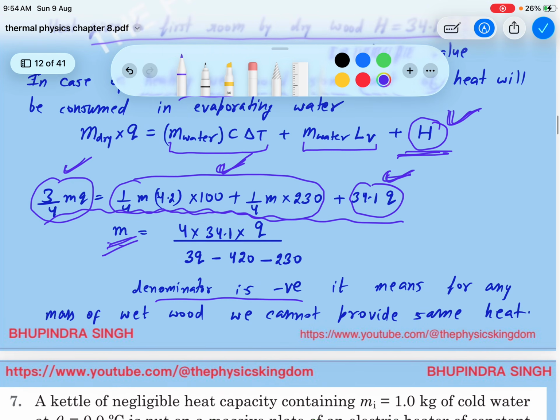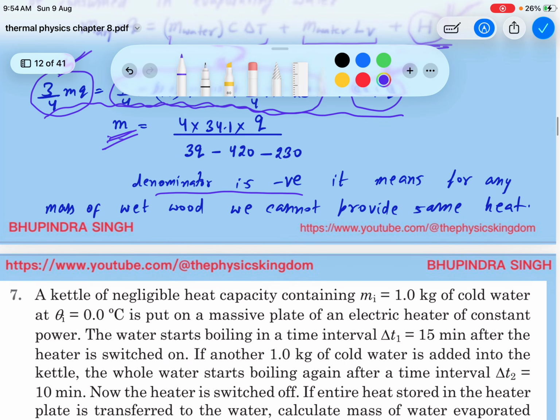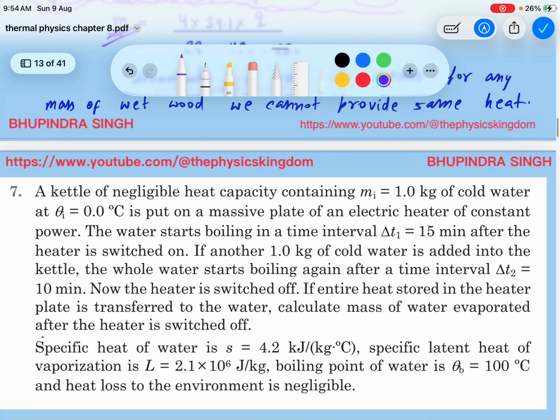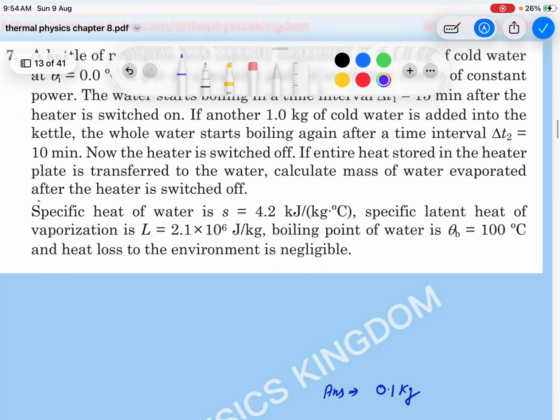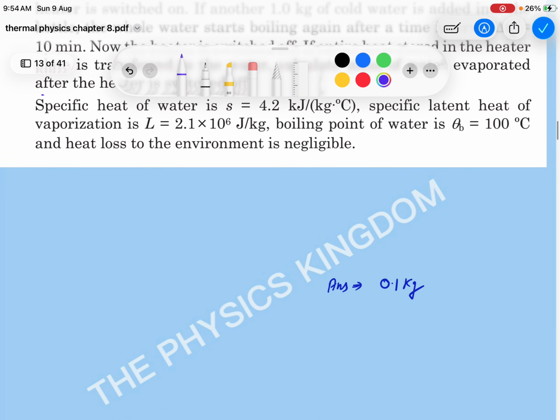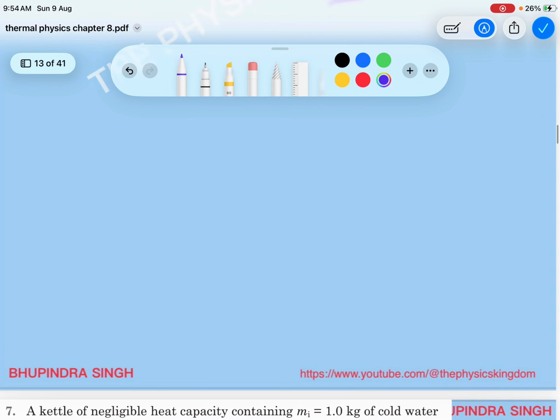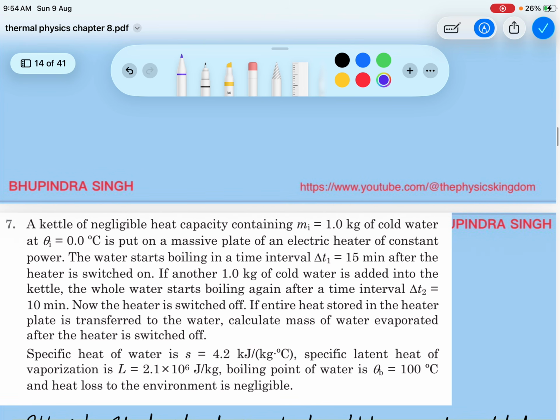Okay. So now try the next question. Question number 7. A kettle of negligible heat. Okay, please read by yourself. Try this question. Pause your video here. Okay. Now the correct answer of this question is 0.1 kg and it is given in the book also, same answer. Okay, so now let's discuss this in detail.